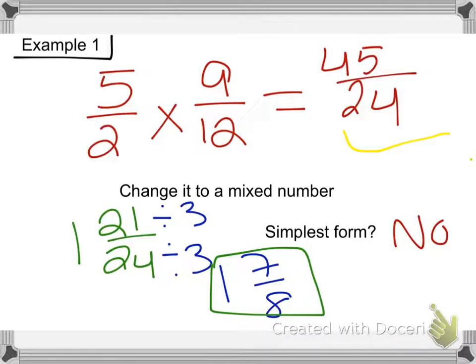We changed this right here. My bad, we didn't divide it by anything. 24 can only go into 45 once with a remainder of 21. So we got 1 and 21 over 24. Do you think it's in simplest form? No. If you divide it by 3, you get 1 and 7/8.